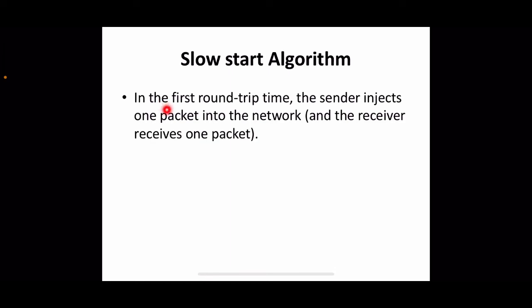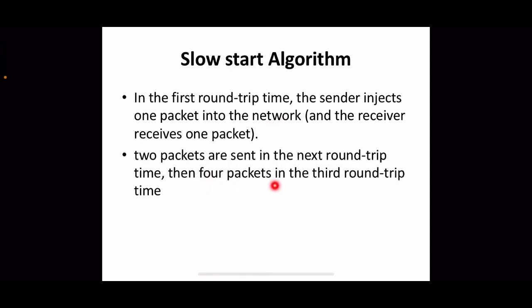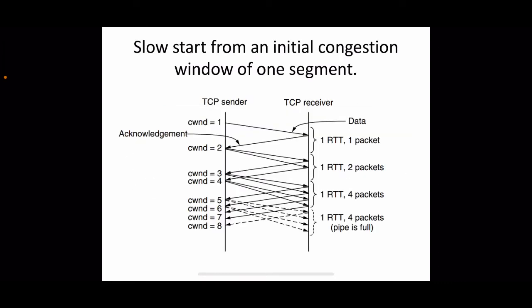So in the first round trip time, the sender injects one packet. In the second, it will send two, like that. You can see here, initially the congestion window size is just one packet, and a timer will be set here. That segment is received correctly. It will send a reply back.